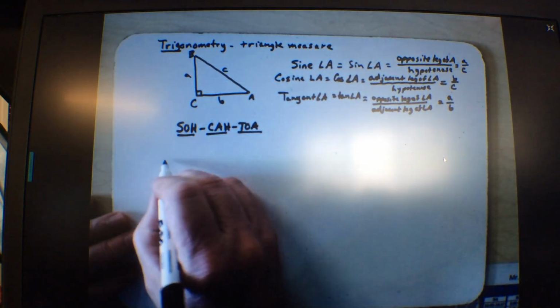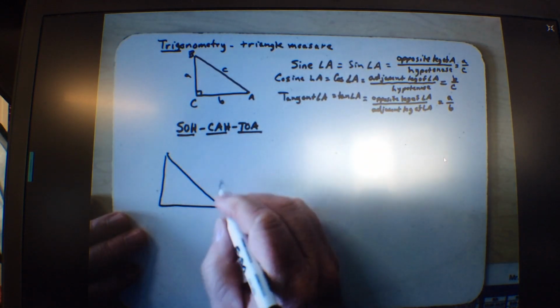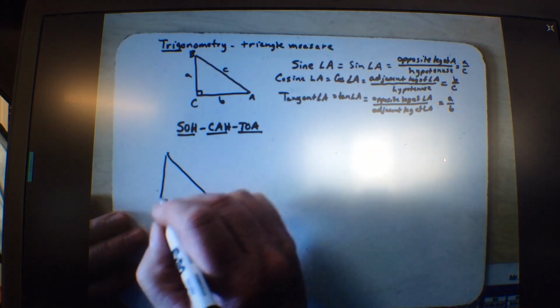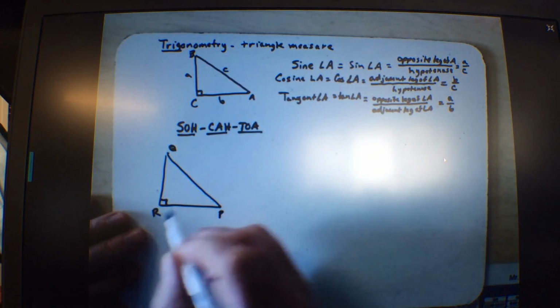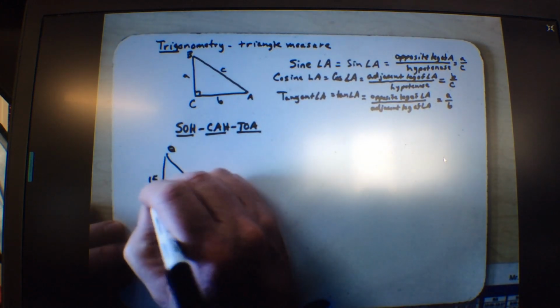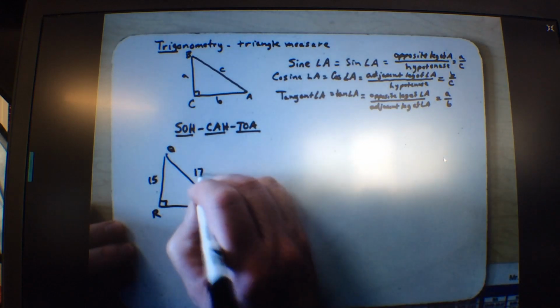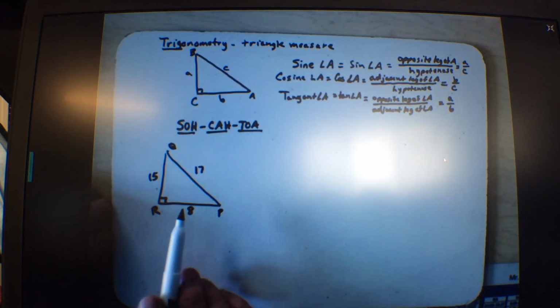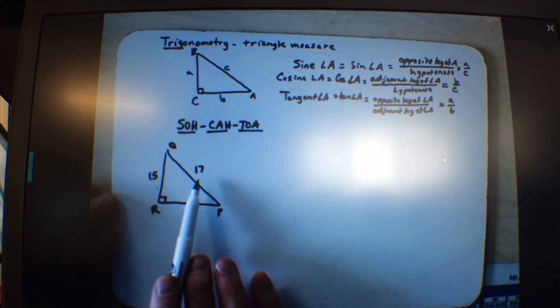So, let's say that I have a right triangle, and I just draw a right triangle here. And I call this P, and this is Q, and this is R. Okay? And I'm going to say this is 15, this is 8, and this is 17. By the way, you can check this because we now know what a Pythagorean triple is, don't we? And it is a Pythagorean triple. In other words, if I squared this and added it to that squared, it would equal that squared.